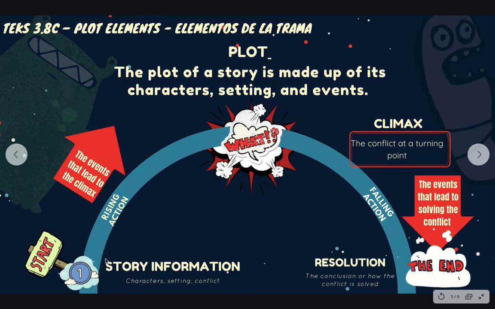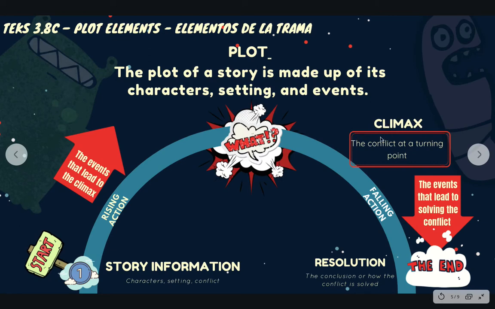Okay, so this is the line of every story, a fiction story. You start your story giving information about the characters, about the setting, and then you know the conflict. You know what the problem is. So the action rises. You have the events that are going to lead to the climax.